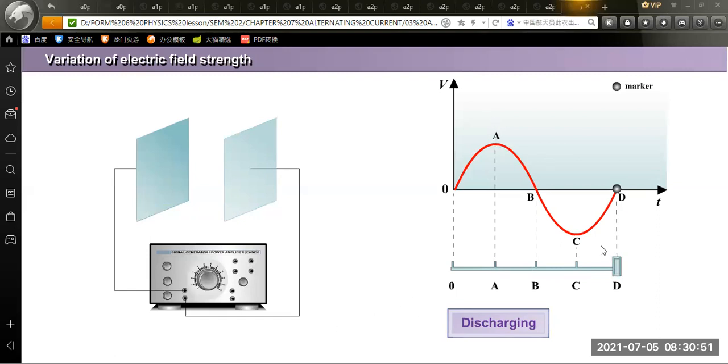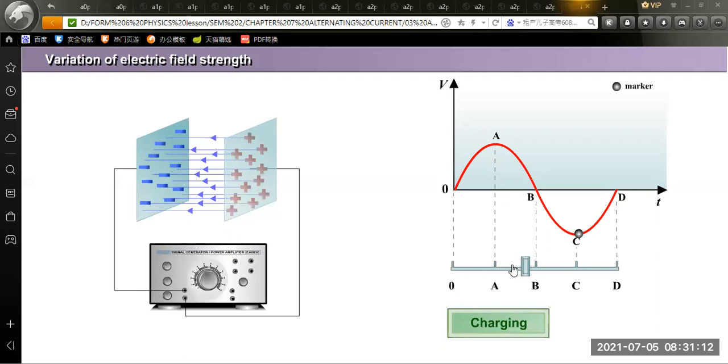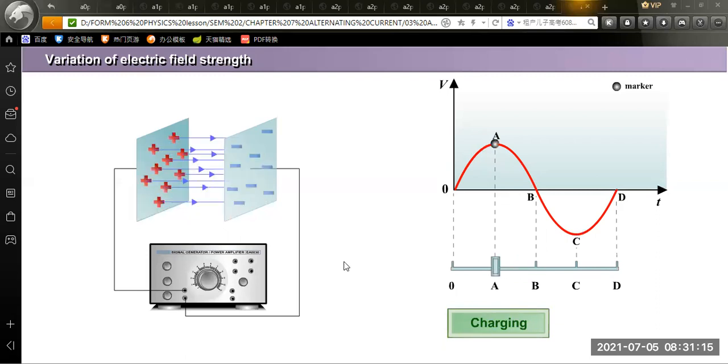When positive, this means that at A and C, one is the positive maximum and another is the negative maximum. So that means the terminals of the plates are different. That means there will be a difference in the direction of the electric field between the two plates in a capacitor.